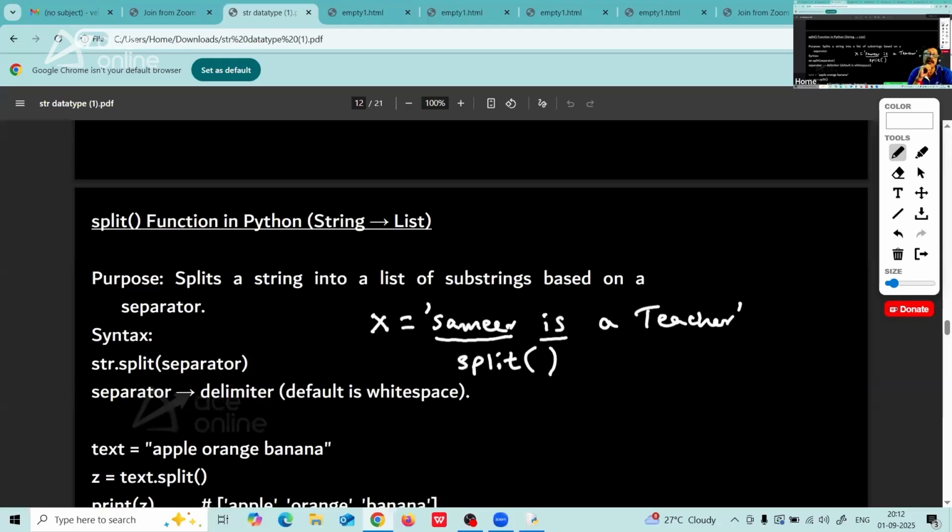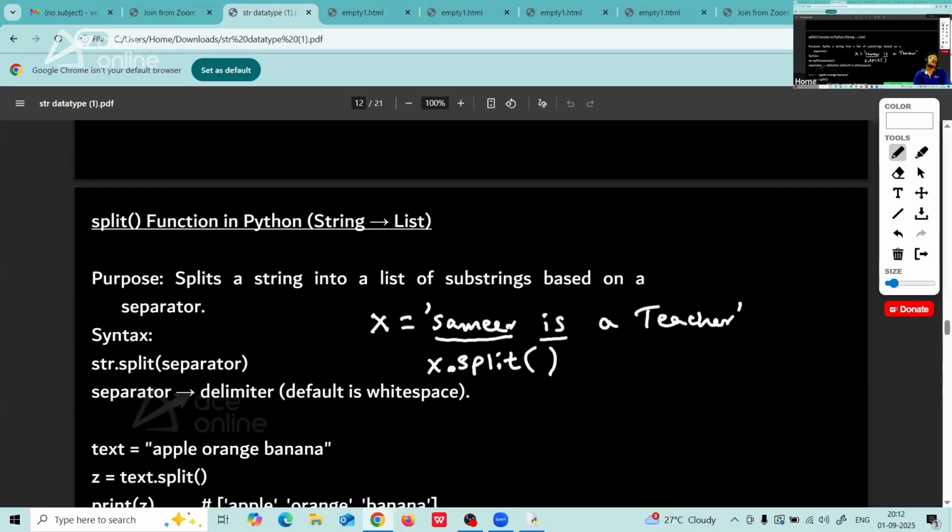Any function has brackets. So I want to split. But what do you want to split? So you will use dot. I hope you are still in touch with that. And to the left of this, you will write X. X dot split. So you are saying X is the string, and please split individual words.